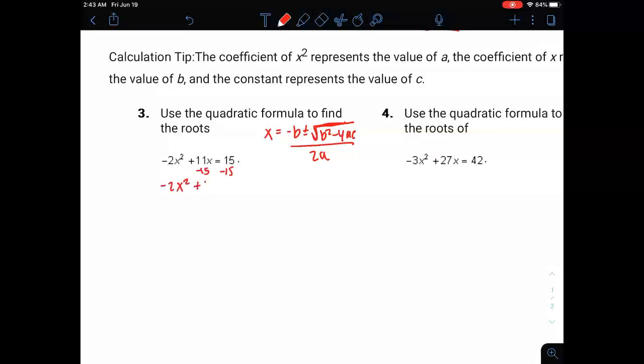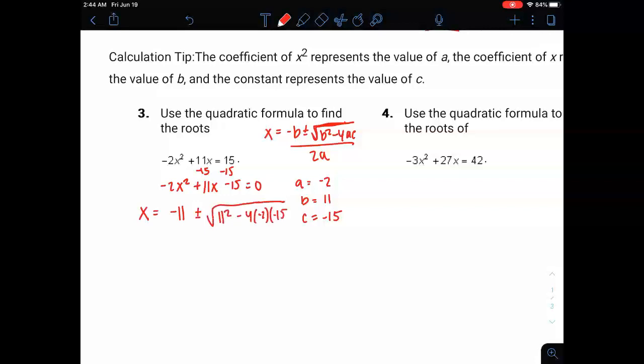So negative 2x squared plus 11x minus 15 equals 0. My a value is negative 2, my b value is 11, and my c value is negative 15. Now I'm going to plug into my equation. So x is equal to negative 11 plus or minus the square root of 11 squared minus 4 times negative 2 times negative 15, all over 2 times negative 2.